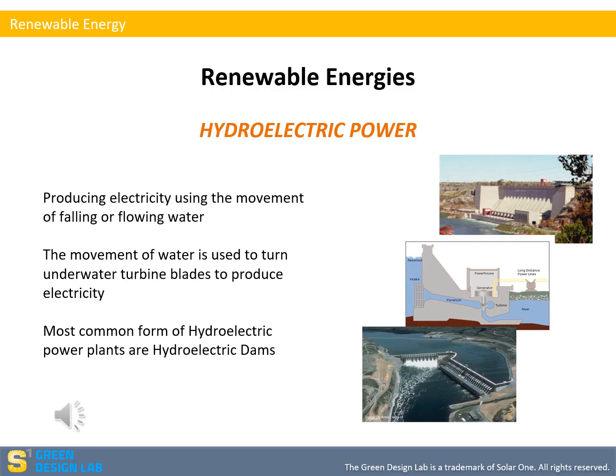Hydroelectric power is an example of a renewable energy source. Hydroelectricity is a process of producing electricity using the movement of falling or flowing water. The movement of water is used to turn underwater turbine blades to produce electricity. The most common form of hydroelectric power plants are hydroelectric dams.